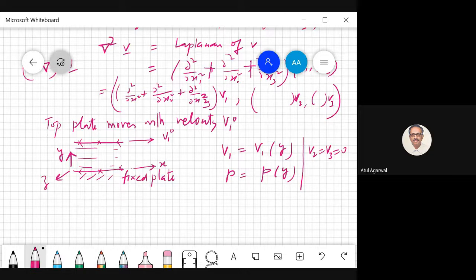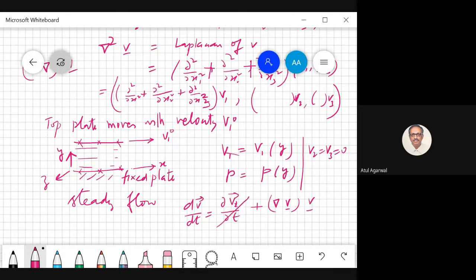So if you have got such a situation, what is the acceleration? Suppose you take any particle, acceleration is given by del v by del t plus gradient of v into v. So this was my acceleration term. Now we are assuming a steady flow. Steady flow means derivative with time is zero. This term goes to zero. Now you have gradient of v into v.